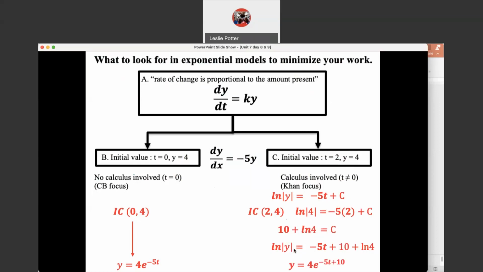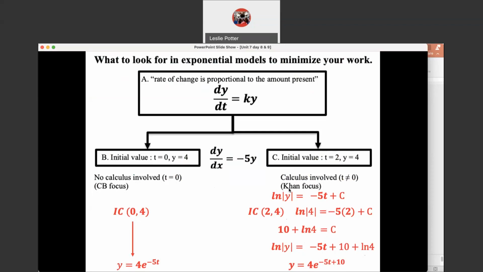And if we exponentiate both sides and rewrite this as e to the -5t plus 10 times e to the natural log 4, natural log 4 will still come out in front, but if you notice, our power is more complex now. So that's what happens when you don't have an initial condition at t equals 0.